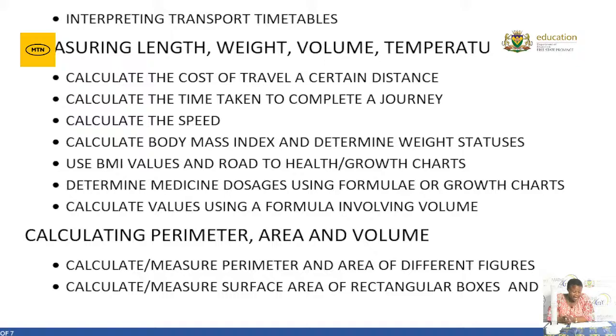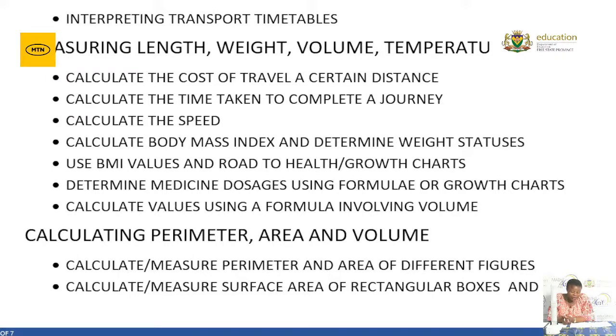We also have the other subtopic, calculating perimeter, area, and volume. The most important thing, candidate, is that you need to check the perimeter. When you calculate the perimeter, the unit is to the power 1. When you calculate the area, the unit is to the power 2. And when you calculate the volume, the unit is to the power 3. So under those calculations, you measure the perimeter and the area of the different figures.